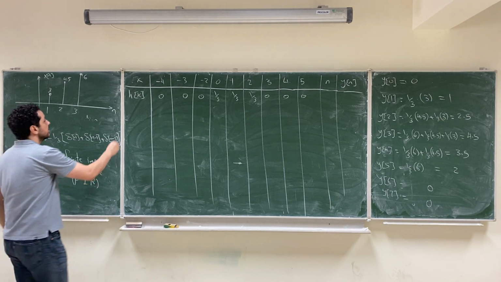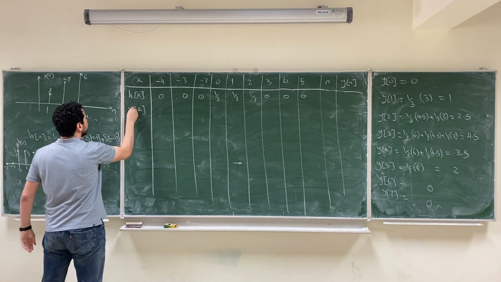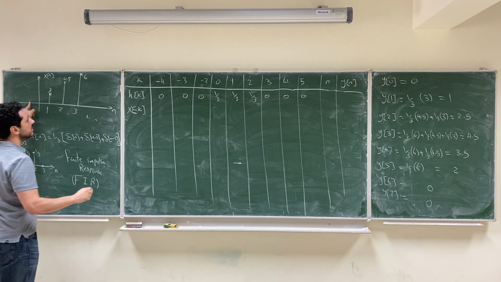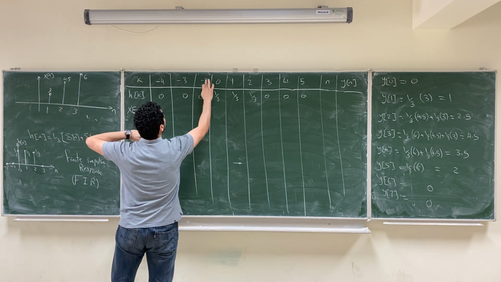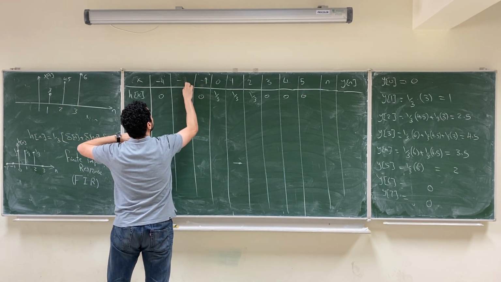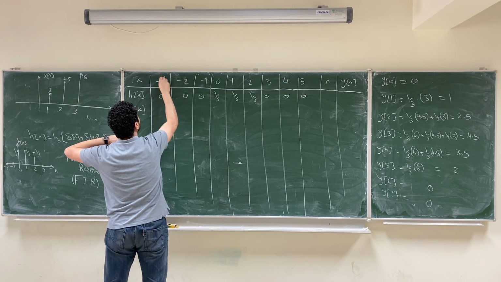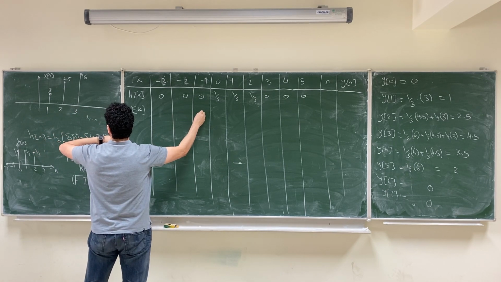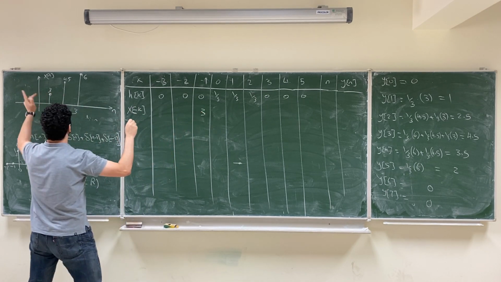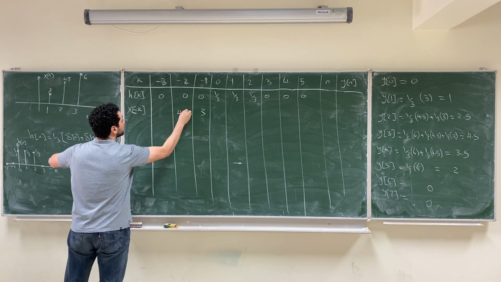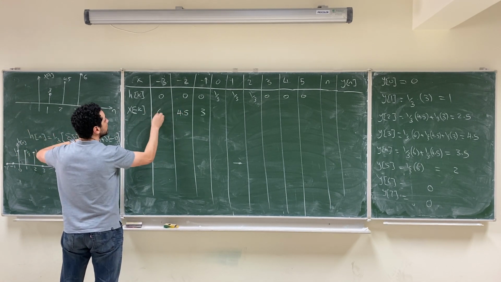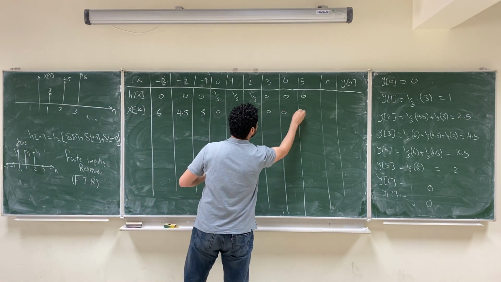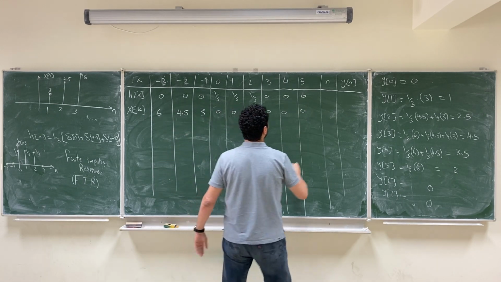If we reflect it, x of minus k, then you will get a sample at -1, which is 3, a sample at -2, which is 4.5, and a sample at -3, which is 6, and then zeros. This is x of minus k.